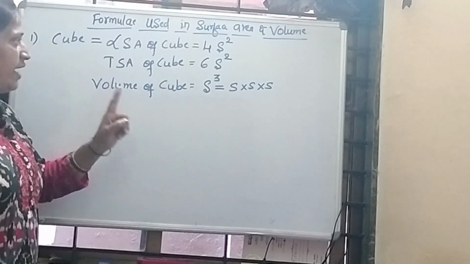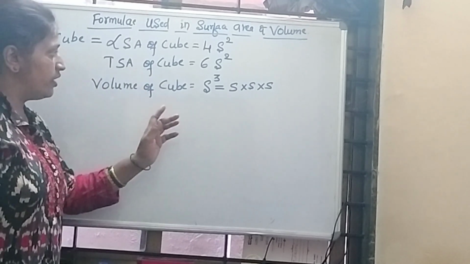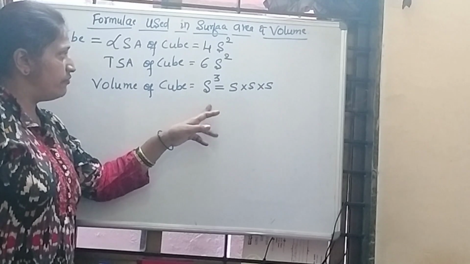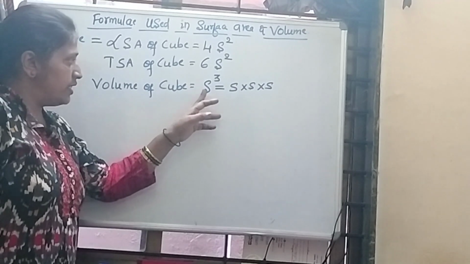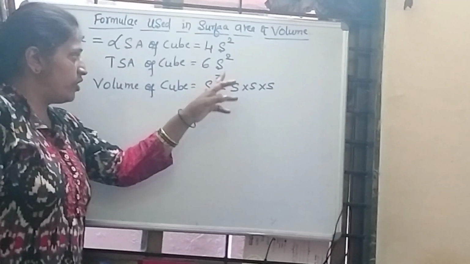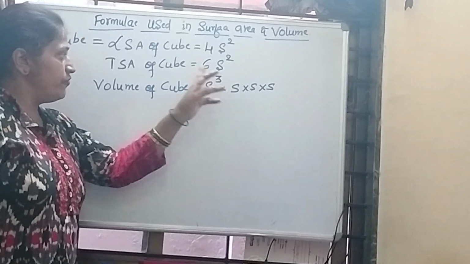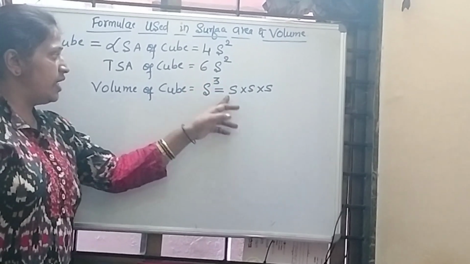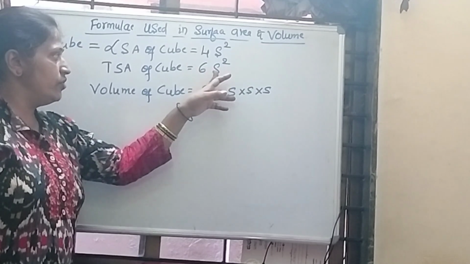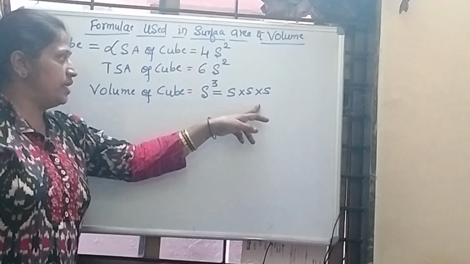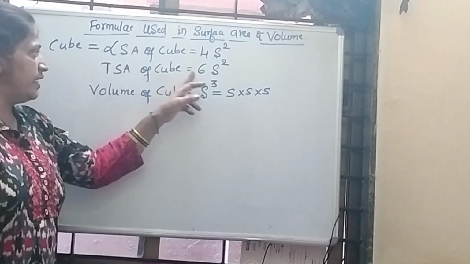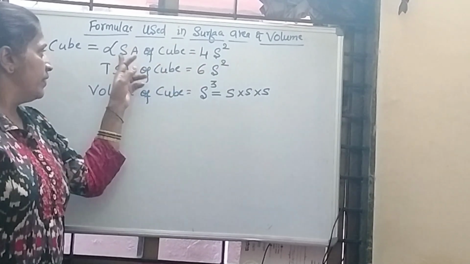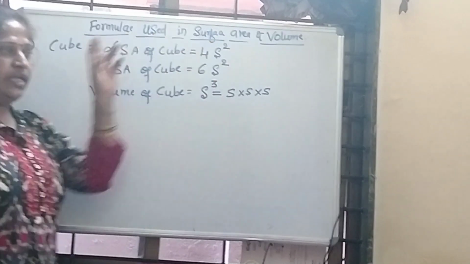In a cube all the values are equal, so we can use any alphabet. If you use A, it becomes A cube, or A into A into A. If you use L, L cube. If you use S, S cube. If it is TSA, it is 6 into S square. LSA is 4 into S square.